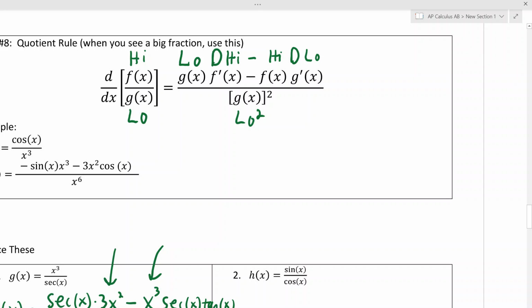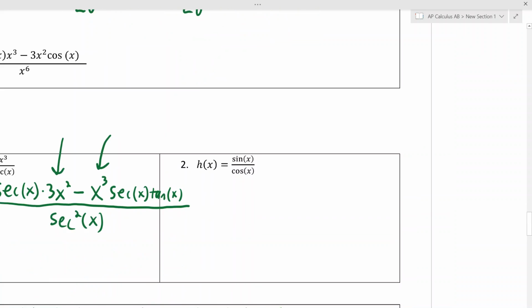Okay, if you've got a better mnemonic device, you let me know. Okay, you can change the course of history in calculus.